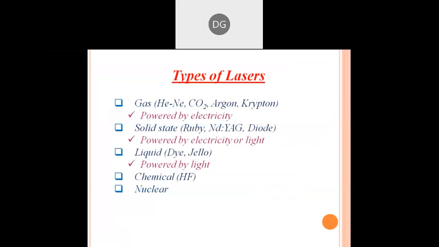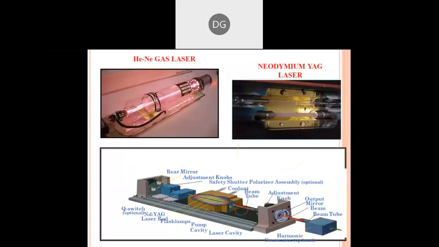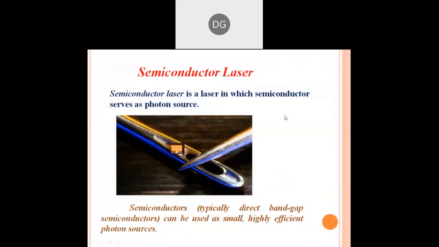Then there are different types of lasers. Helium neon, CO2, argon, or krypton lasers are called gas lasers. Solid state lasers include ruby laser, Nd:YAG laser, or diode laser, the semiconductor laser. Then there are liquid lasers, chemical lasers and nuclear lasers. So these are some of the types of lasers.